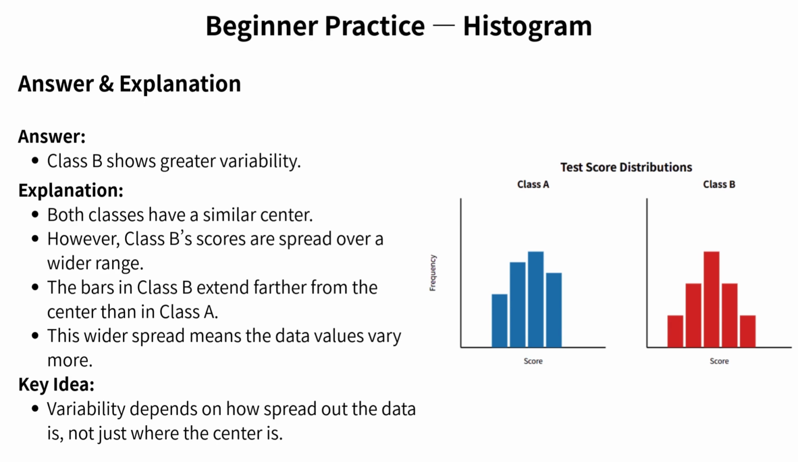On the SAT, always remember this strategy. When comparing variability, compare the overall spread of the distribution, not the height of the bars and not the center alone. Because Class B has the wider distribution, Class B shows greater variability.